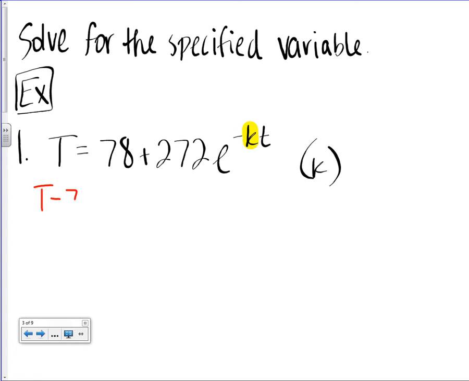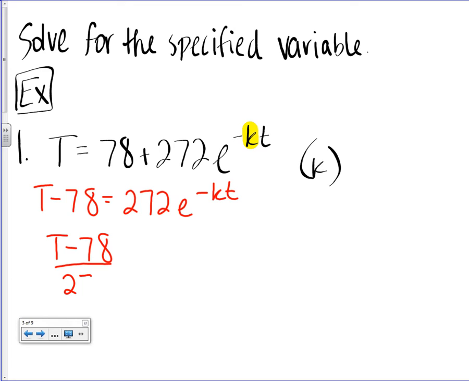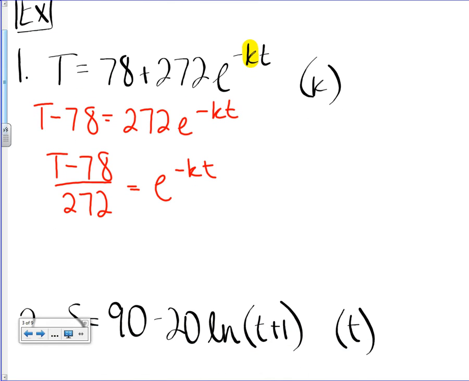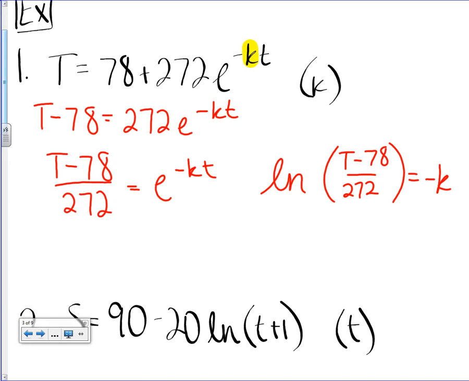Perfect. Subtract it. Okay. What do you think I need to get rid of next? 272, we're going to divide it because it's being multiplied. And now is where we have to use what we've learned. Because I can't get at that k until I get rid of the base of e. So I need to rewrite it. If I'm using a base of e, what are you going to use? ln. And remember how we rewrite this. The ln of what's on the other side of the equal sign is equal to the exponent.